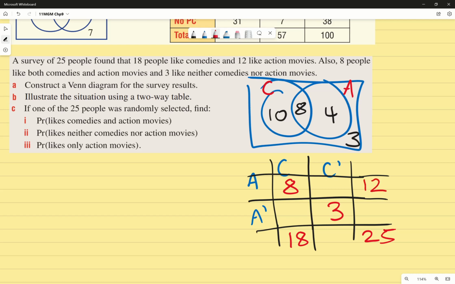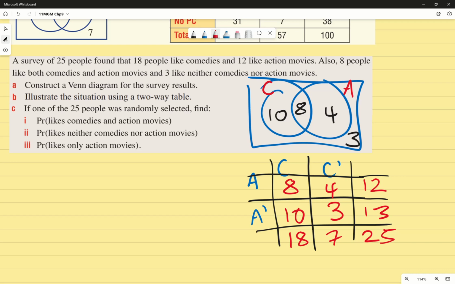Now we play Sudoku. 8 plus what gives us 12? 4. 8 plus what gives us 18? 10. 4 plus 3 is 7. And then 10 plus 3 is 13, and then I just double check. 18 plus 7 is 25. It looks good to me. 12 plus 13 is 25. Looks good to me as well.